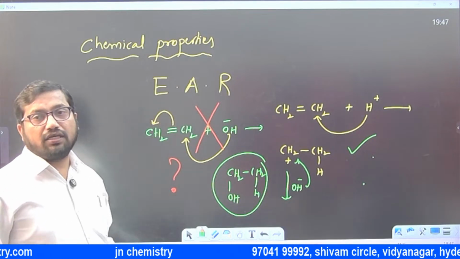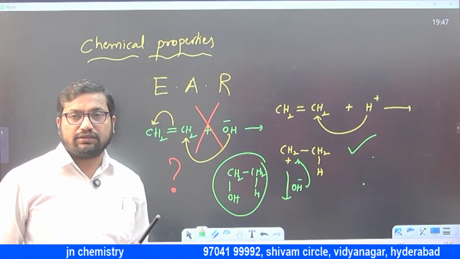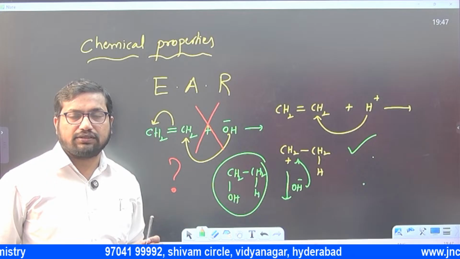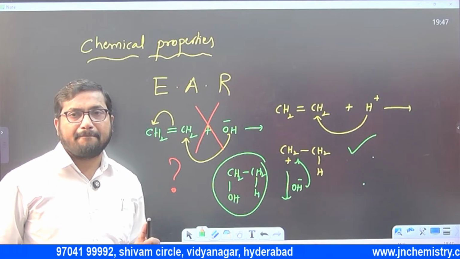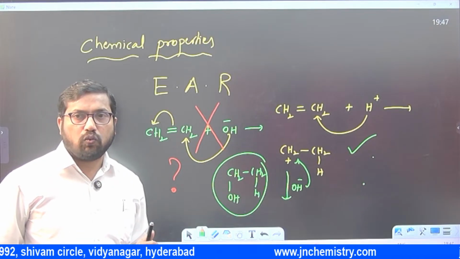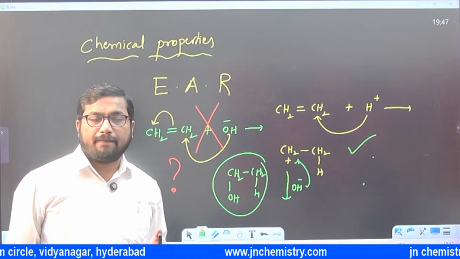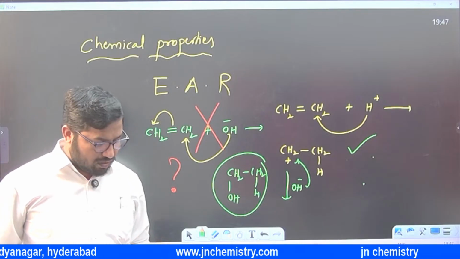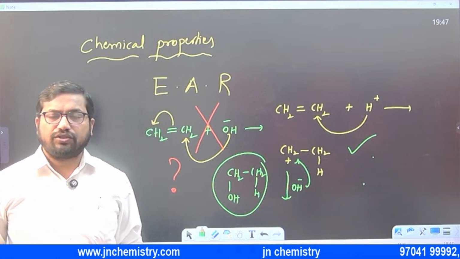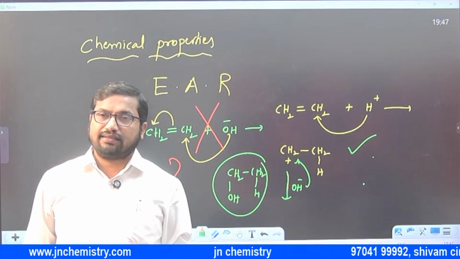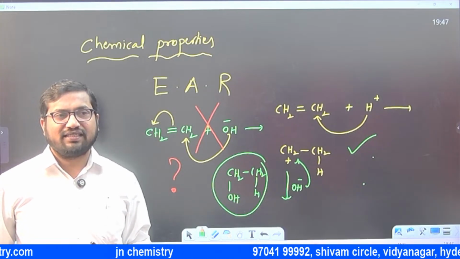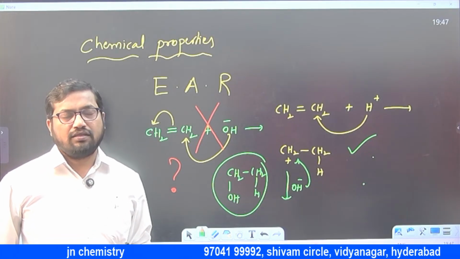Along with electrophilic addition, alkenes undergo which type of reactions? Ozonolysis. Ozonolysis reaction it undergoes, of course, but it's not a mechanism. No, addition reactions, that's what I'm asking. Alkenes only, right?